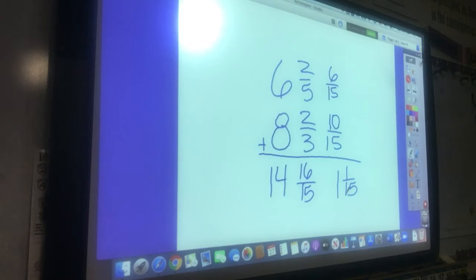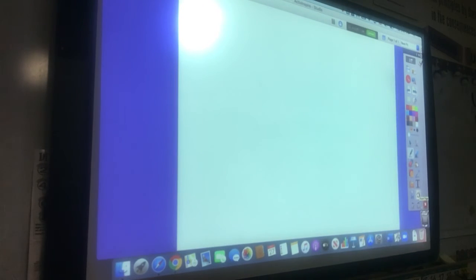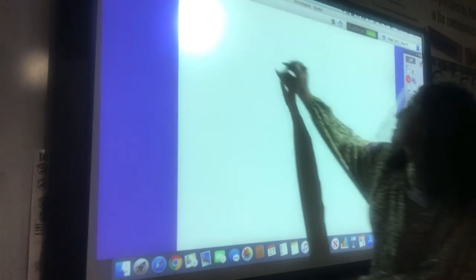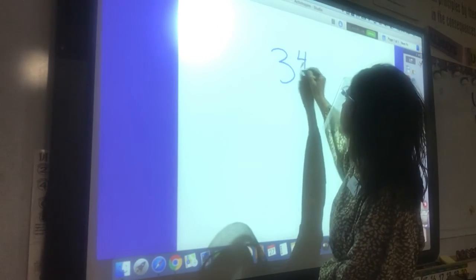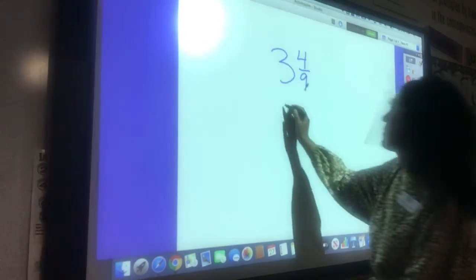Okay, let's do one more of these. And this is all there is to adding mixed numbers. I think this is really fun. All right, let's try another one. Let's do 3 4/9. And we're going to add to it 6 2/3.